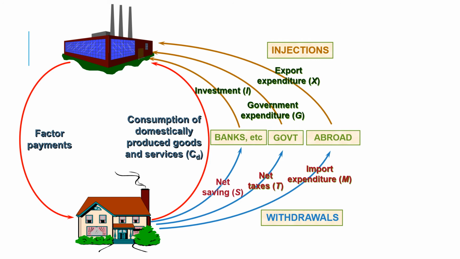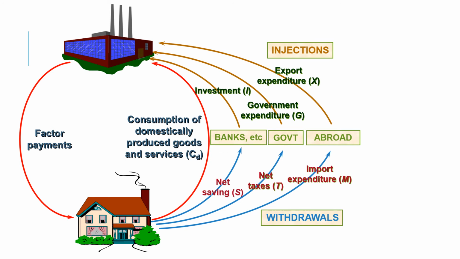We can estimate what's going to happen to the level of GDP, the consumption of domestically produced goods and services, or national income or expenditure, by looking at this model. If there was an increase in net saving, that would be a withdrawal from the circular flow. We maybe expect GDP to fall. If there was an increase in government expenditure, that would be an injection into the amount of money flowing in the economy. We'd expect GDP perhaps to increase.